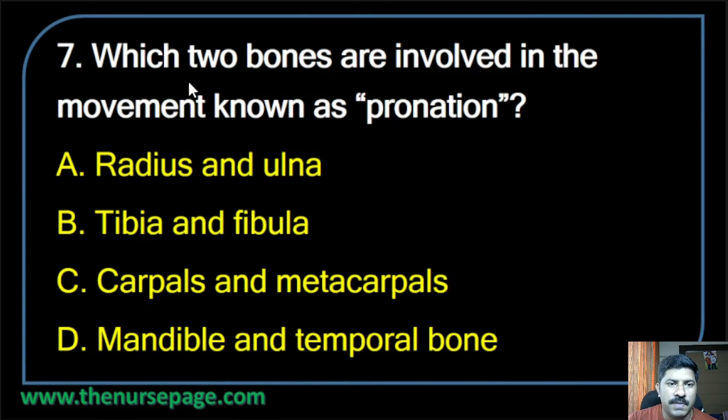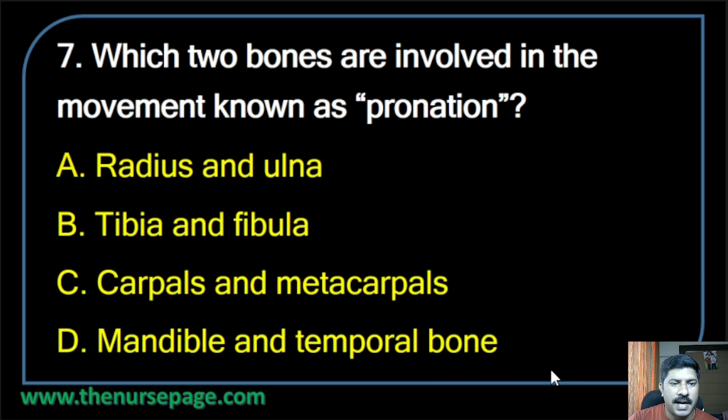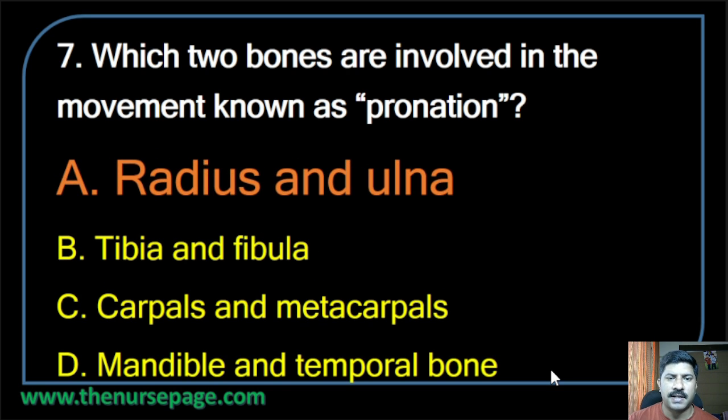Seventh question. Which two bones are involved in the movement known as pronation? Radius and ulna, tibia and fibula, carpals and metacarpals, mandible and temporal bone. The correct answer is radius and ulna. Radius and ulna are involved in the movement of pronation.